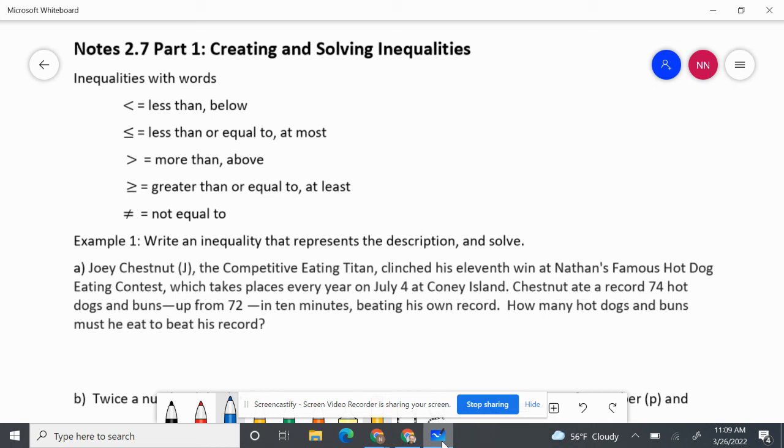What we're going to do is move from solving equations to solving inequalities. We're going to be looking at creating inequalities and solving them. Now, when we're creating them, we need to go over a couple of words.